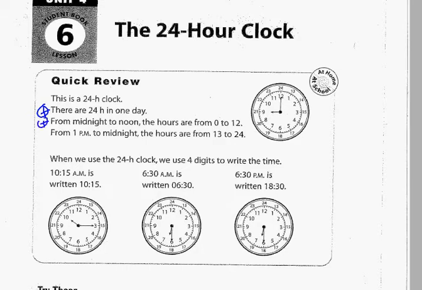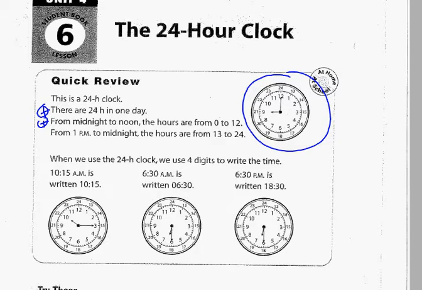Over here it says, from midnight to noon, the hours are from 0 to 12. You don't actually see a 0 on the clock, but you could imagine that there is a 0 right at that 12 o'clock mark, and also at the 24. And then from 1 p.m. until midnight, the hours are from 13 to 24. So it's kind of interesting. I'll try and show you here. So let's take a look at the clock on the right.